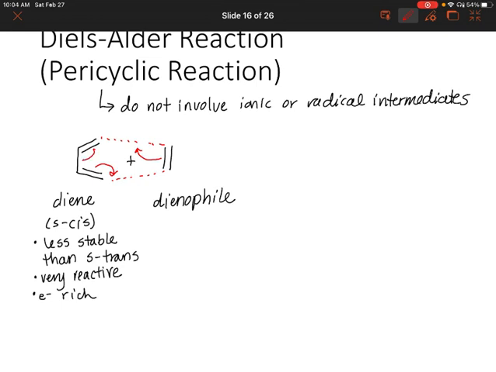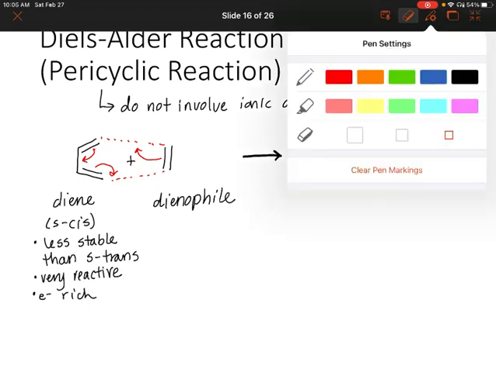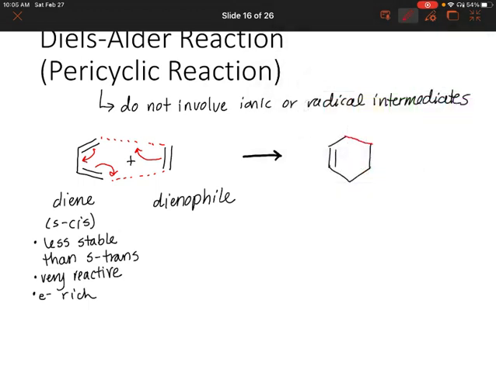But in this reaction, all of those pi bonds are going to move around and create new bonds so that we end up with a ring structure. All right, and let's just highlight the new bonds that formed. Oops. I'll just redraw the new bonds there. There we go. And then one of the pi bonds moved over one position to create a double bond.